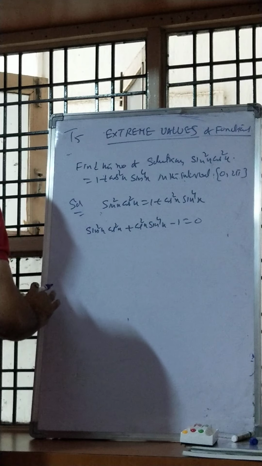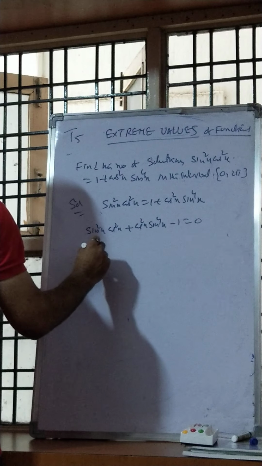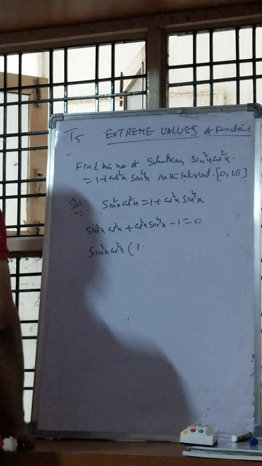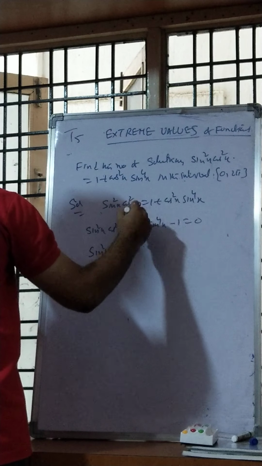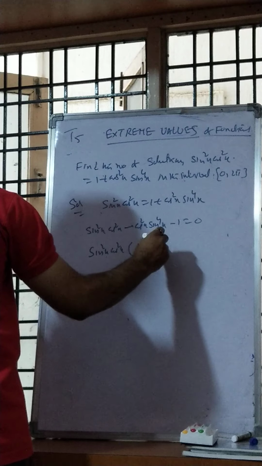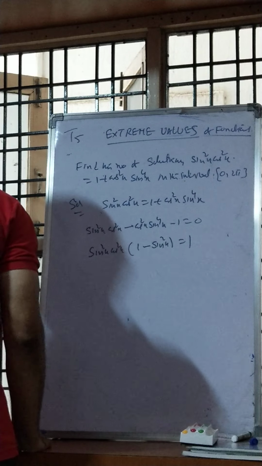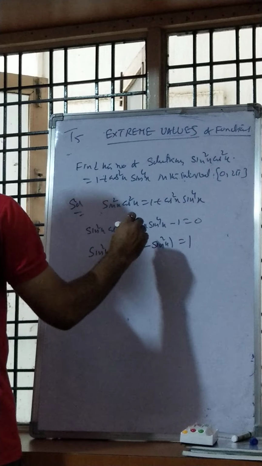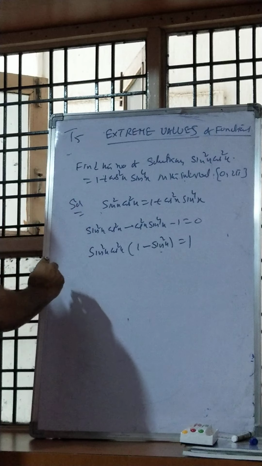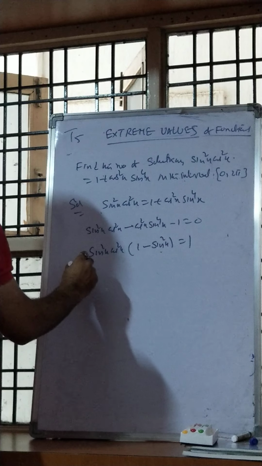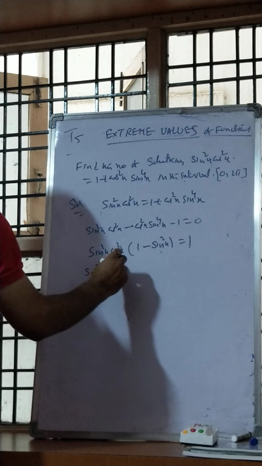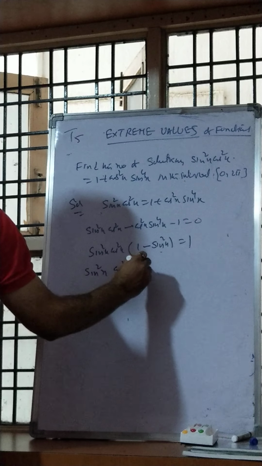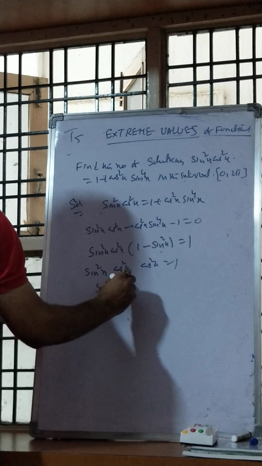Now it is very clear. If you take sin^2 x cos^2 x common, the rest becomes negative, and 1 minus sin^2 x is left over, which is equal to 1. So sin^2 x cos^2 x times (1 minus sin^2 x) is equal to 1. Since 1 minus sin^2 x is cos^2 x, we get sin^2 x cos^4 x is equal to 1.